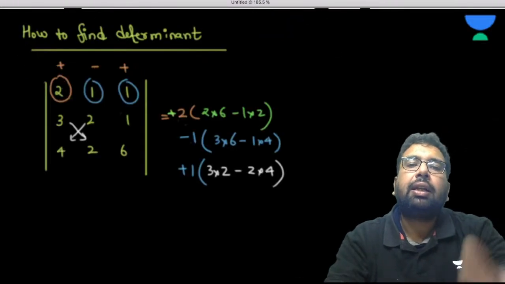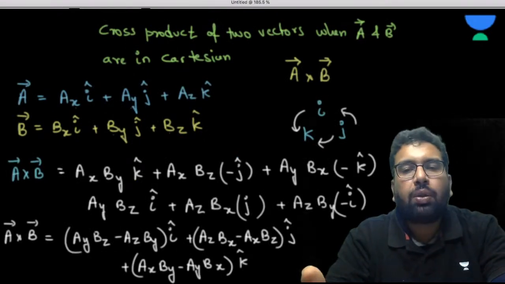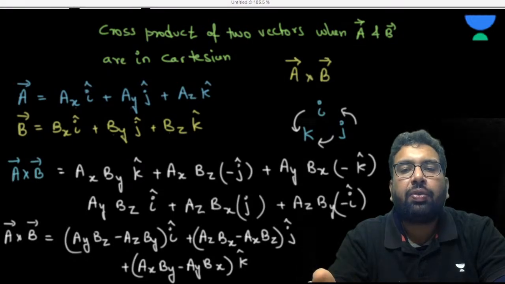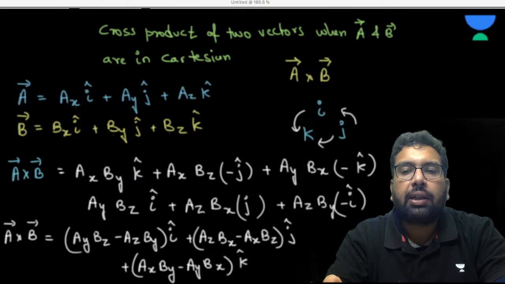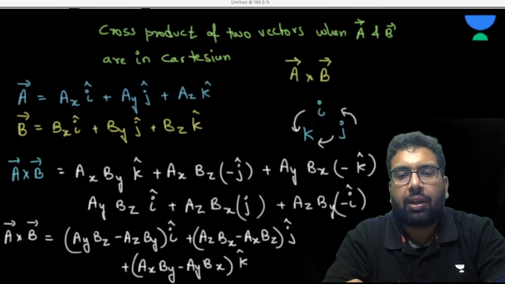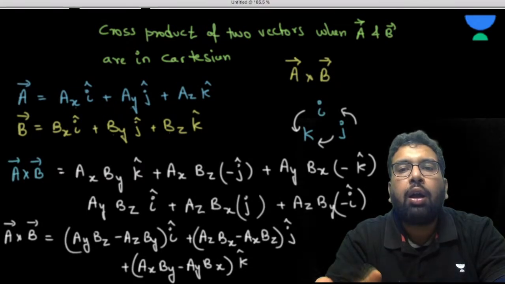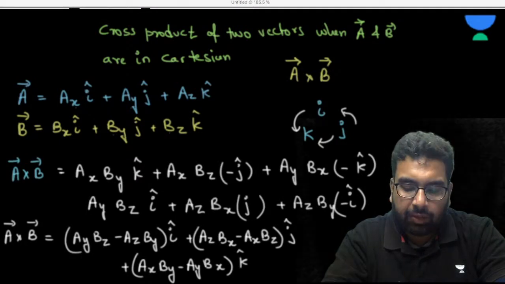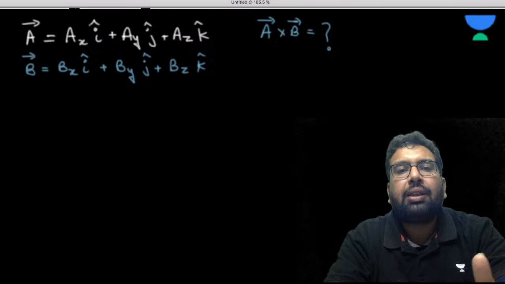So in this case, we can do it like this also. But this is quite lengthy, first of all. Secondly, it is very much prone to mistakes. How is it prone to mistakes? Because you have to see whether the cross product of two unit vectors is positive or negative, so you may make some mistake there. But this is mistake proof.